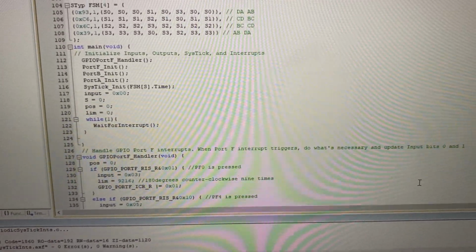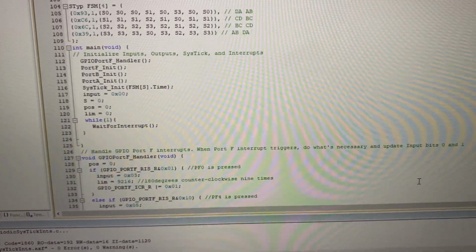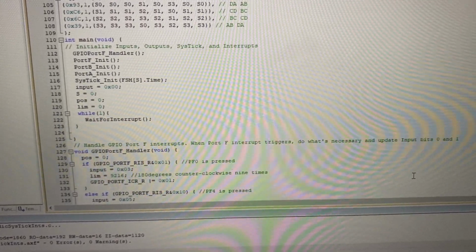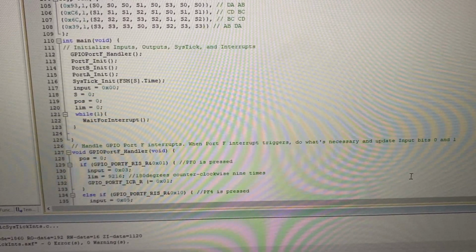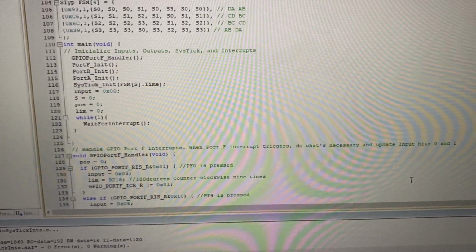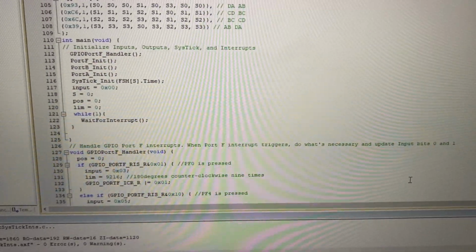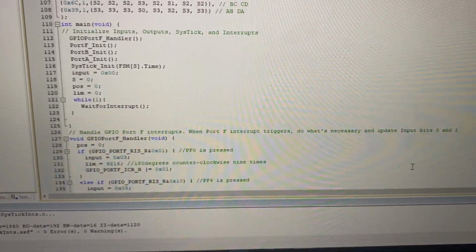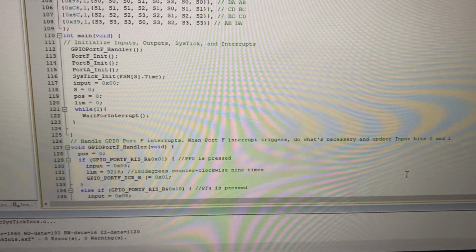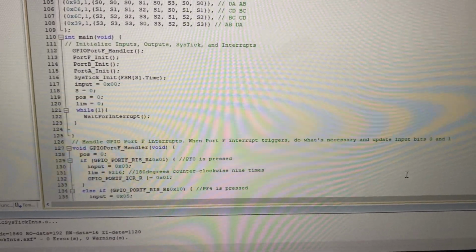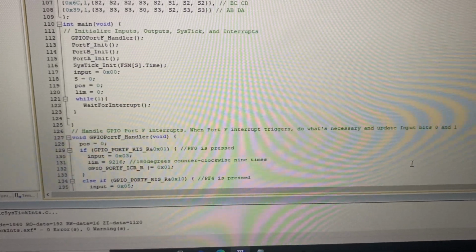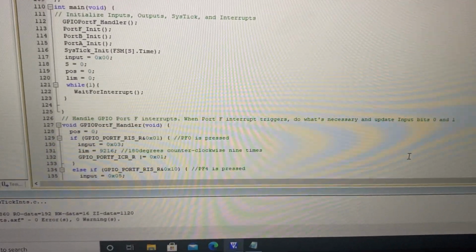As you can see here, I also have my main, and I have all my initializing statements. You should also keep in mind that it's SysTick init and the finite state machine time that, depending on the state, will determine how long the delay is. Many of these instances will just be one. Then I have input set to 0x0, which is essentially going to act as the input for the PF4 and PF1 buttons. I have pos equals 0 and lim equals 0, which is going to determine how many steps the motors are going to take.